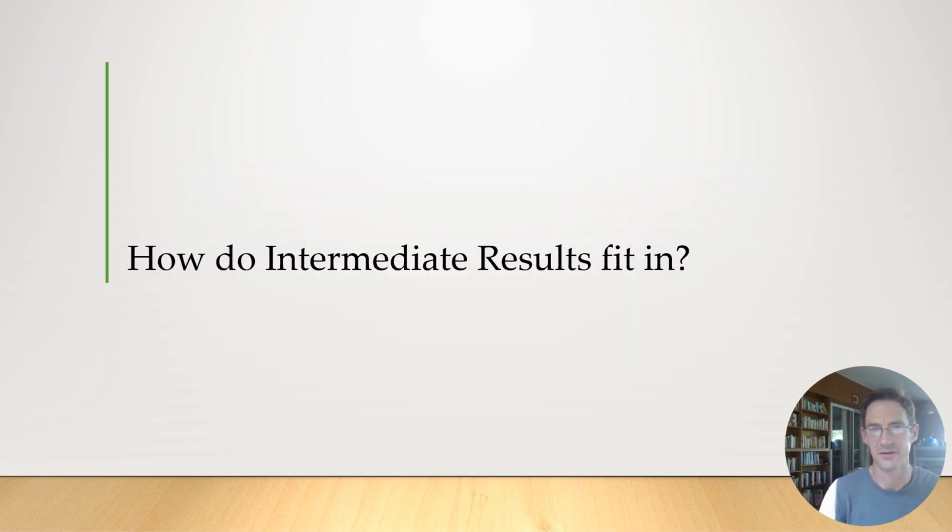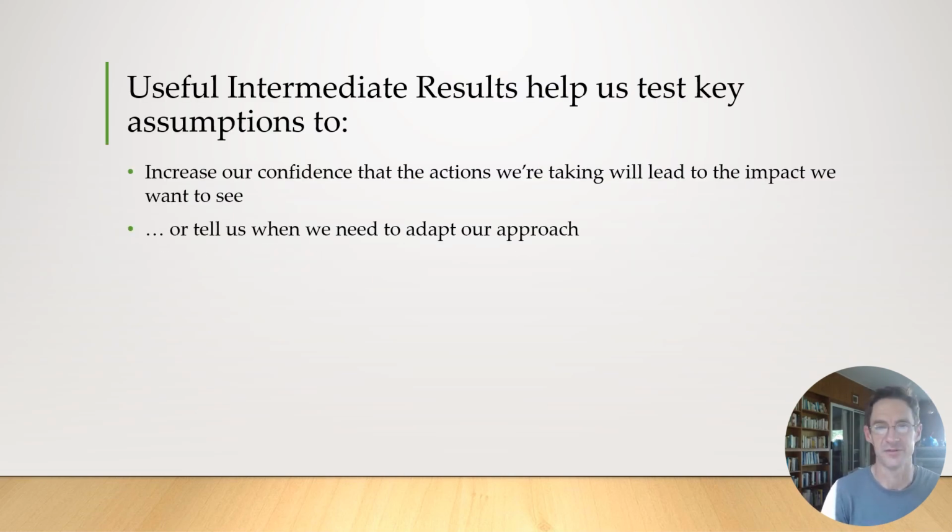So let's zoom in now and think about how intermediate results specifically fit into that need for strategy planning and adaptive management. So useful intermediate results can help us to test key assumptions. So we go back to that domino logic that I showed in the previous slide. What we have there is a story where, if we take these actions, it will lead to this change happening, which will lead to this change happening. We call that story a results chain.